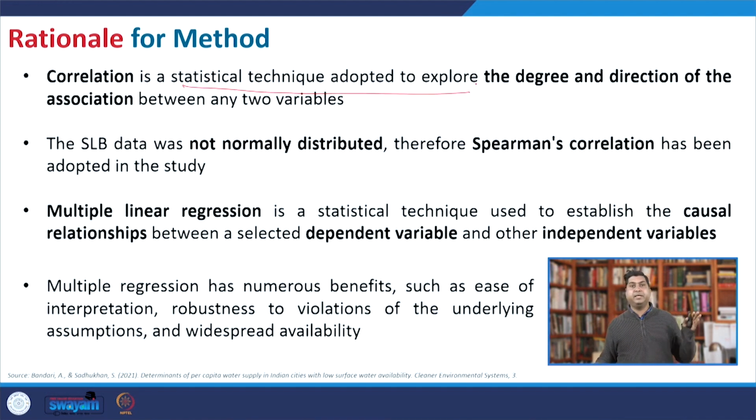Now coming to the rationale for the method, correlation is a statistical technique adopted to explore the degree and direction of the association between two variables. So this is very important. If you recall the correlation analysis that I mentioned in the first or second week of this course, this is where you would like to know the relationship: how strong it is, and the direction. If an increase in one also increases the other, it is a positive correlation. If an increase in one decreases the other, it is a negative correlation.